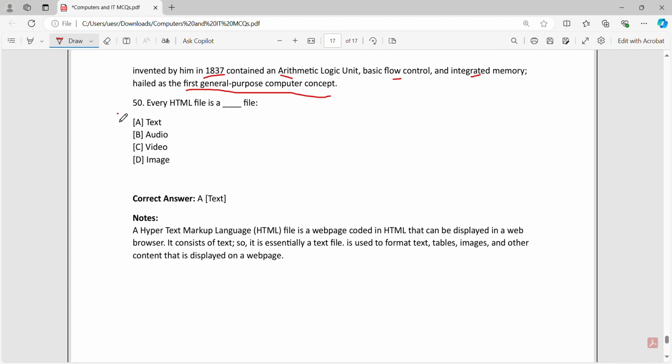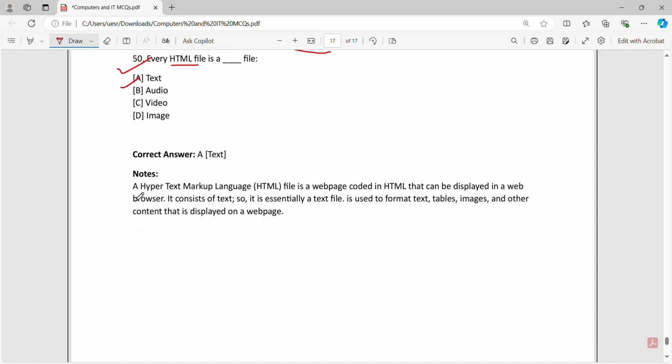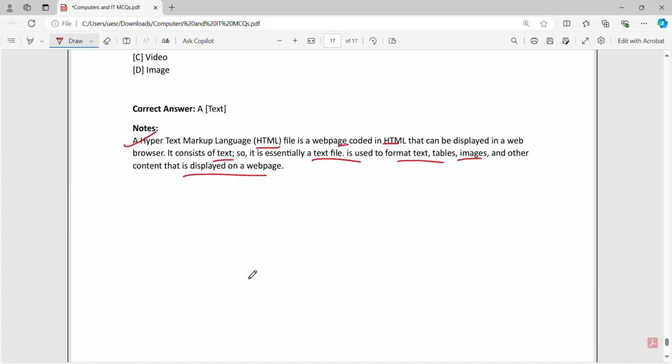And question number 50, the last question of today's series. Every HTML file is a text file. Hypertext Markup Language, an HTML file, is a web page coded in HTML that can be displayed in a web browser. It consists of text, so it is essentially a text file used to format text, tables, images and other content that is displayed on a web page.